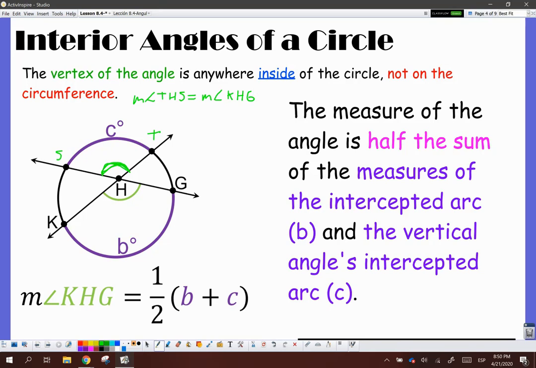But to find the measure of one of these angles, since we know they're equal, we need to add their corresponding arcs and divide that sum by 2 or multiply it by 1/2. Either one will give you that answer. So it's a little bit complicated to say in words, so why don't we go through an example so you can see how to use it.